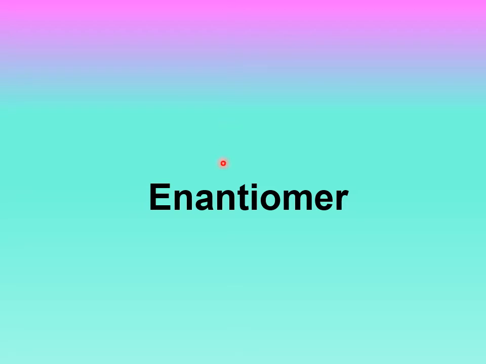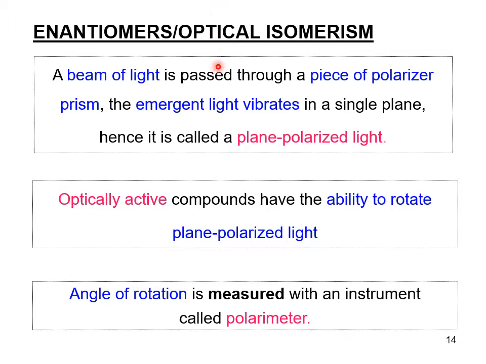Let's proceed with the next topic, enantiomer. First, for enantiomer or optical isomerism, we must know the process where a beam of light is passed through a piece of polarizer prism. The emergent light vibrates in a single plane, hence it is called plane polarized light. Later it will be shown by diagram, then you will understand what happened. Optically active compounds have the ability to rotate plane polarized light. Angle of rotation is measured with an instrument called polarimeter.